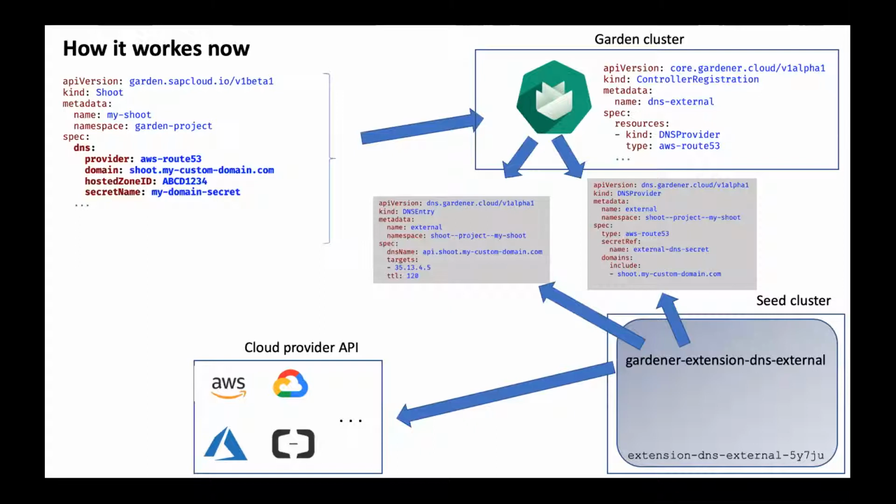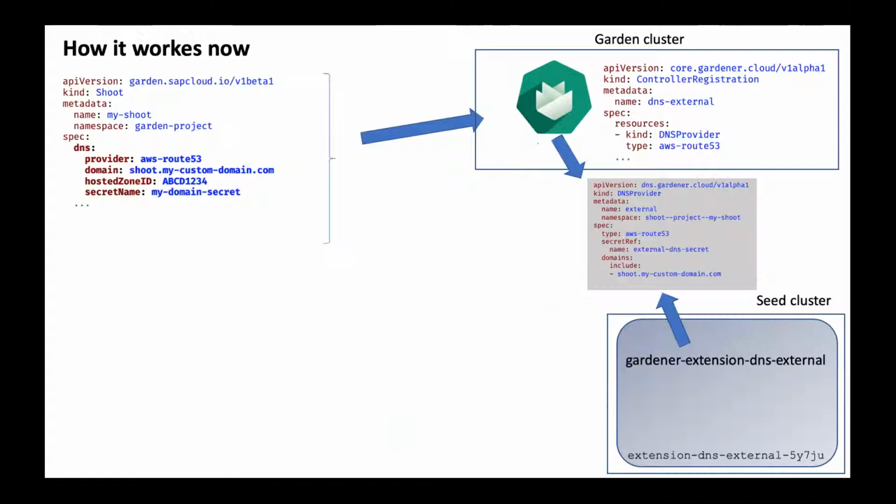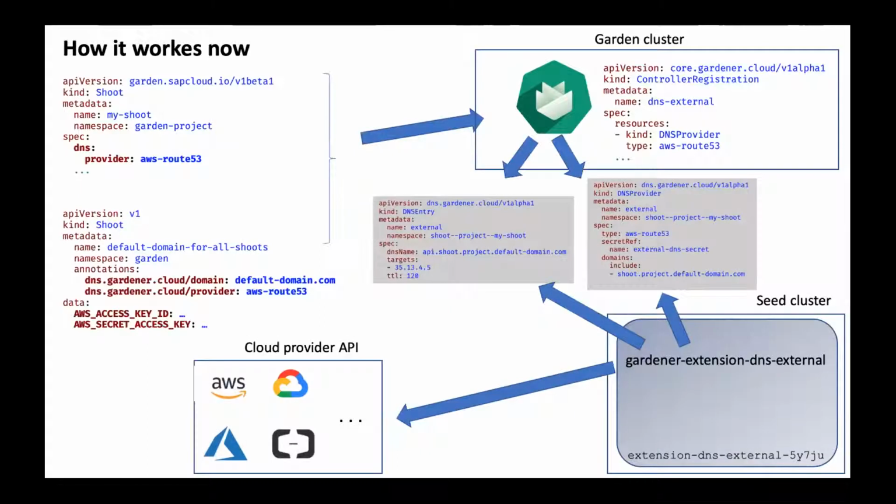In this slide you showed the shoot has this DNS spec, and in the previous slides there were some annotations. What's the purpose of having the annotation and the spec? I mean, you mean in this case, right? Yeah, yeah.